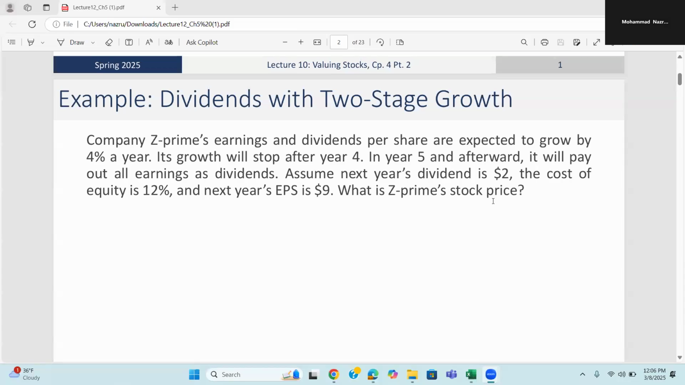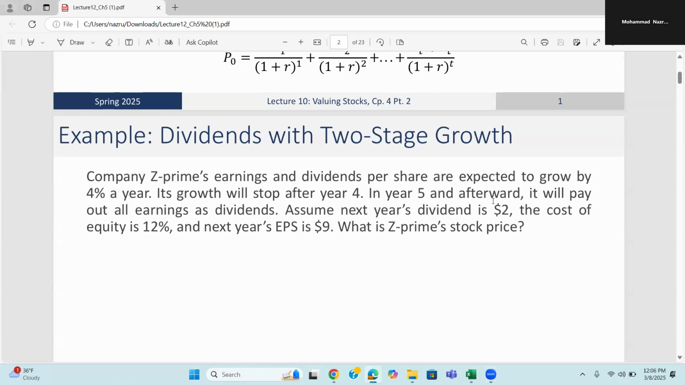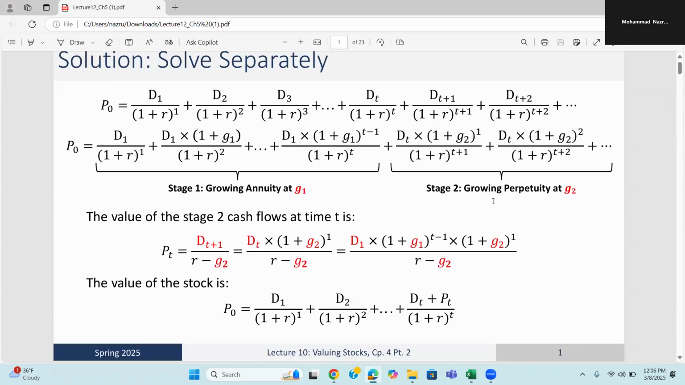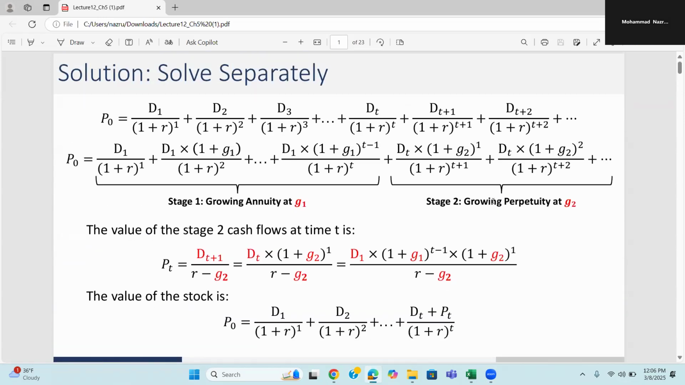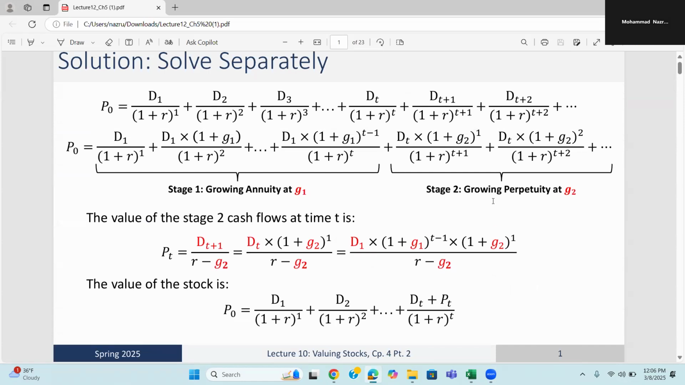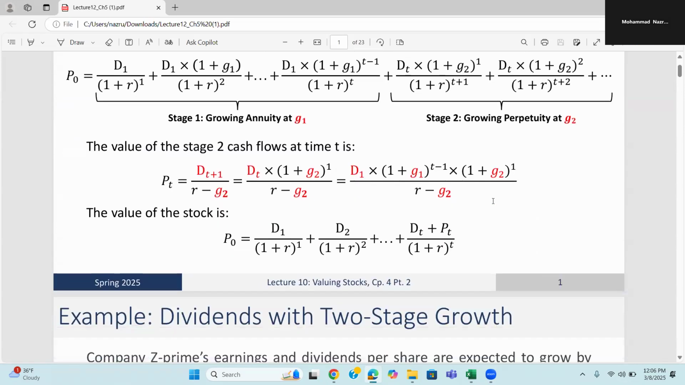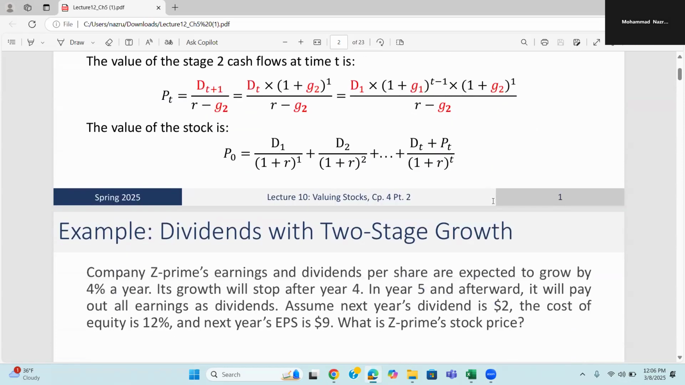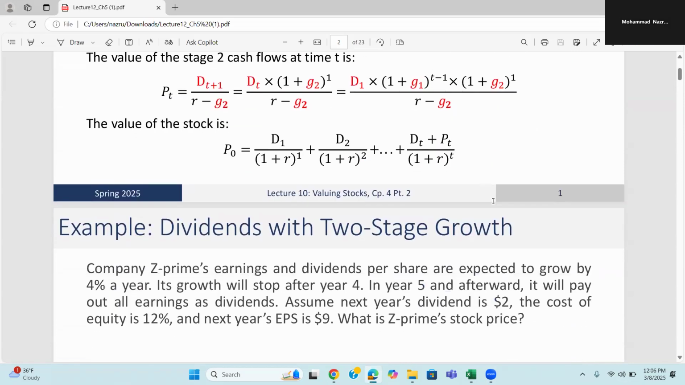Hello everyone. Today in this video we'll calculate the dividends with two-stage growth. Here you can see the formula where you can easily calculate the two-stage by drawing the timeline. So if you just plug the value into that formula, you can easily get the answer. But in this video, my aim is to show you how you can do it in an Excel sheet.